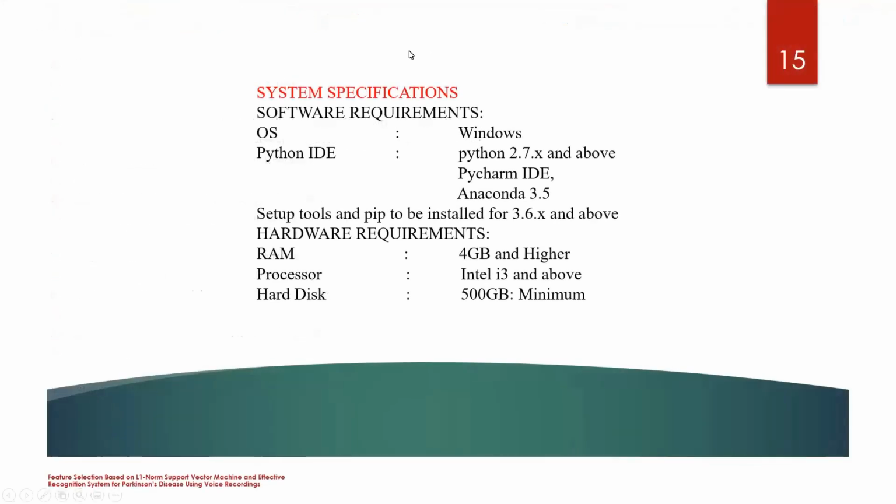The system specification. Software requirements: OS Windows, and a Python IDE. Hardware requirements: RAM 4 GB and higher, processor Intel i3 and above, hard disk 500 GB minimum.